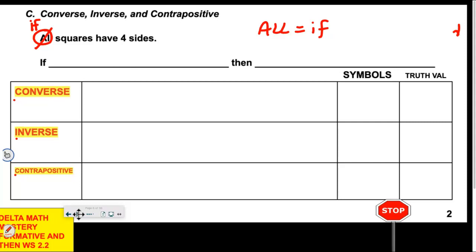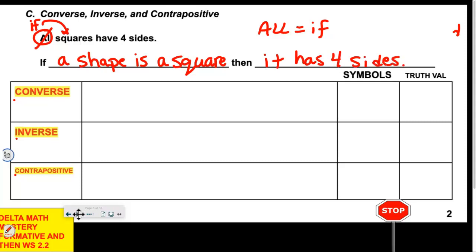Okay? So it says all squares have 4 sides. So we'd say if a square, that sounds a little awkward, but it's okay. But I like to have a subject. So I'm going to say if a shape or a polygon or a geometric figure, okay, if a shape has 4 sides. Oh, I'm sorry. If a shape, I'm super sorry, is a square, right? So if a shape is a square, so basically if square, then it has 4 sides.